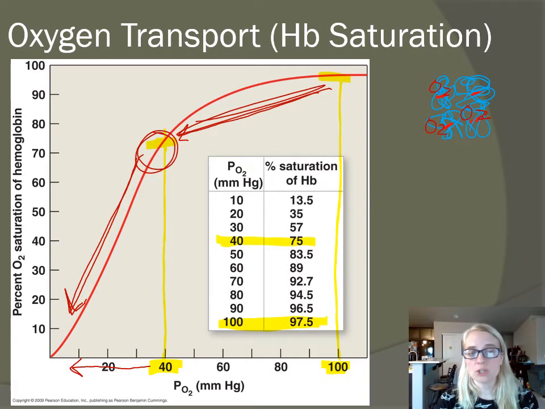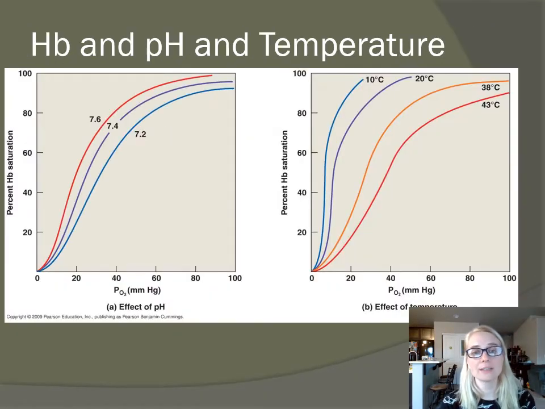Okay, so this is our baseline oxygen transport hemoglobin saturation curve. If we look at some conditions that are outside of normal, we can see how those can be affected. So this is going to take a look at a similar idea of these hemoglobin saturation curves and differences in pH and differences in temperature.